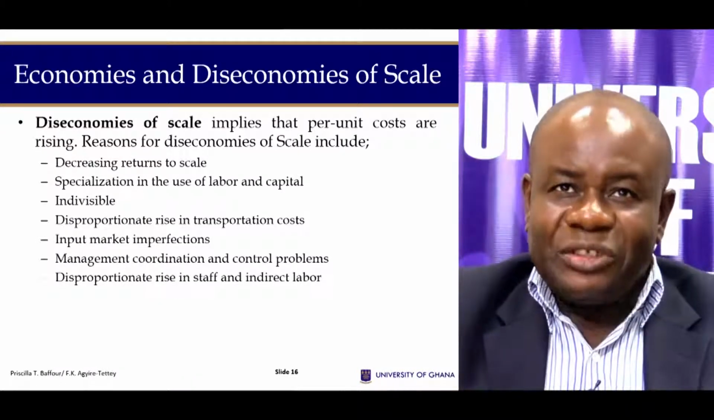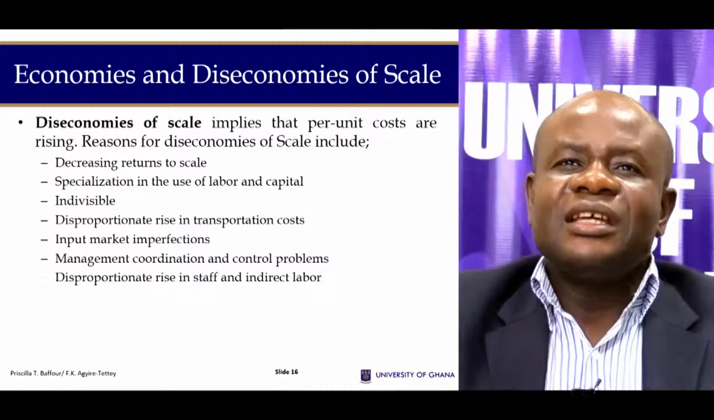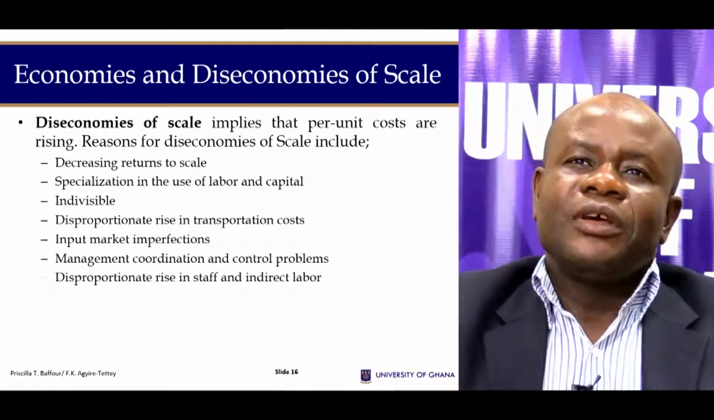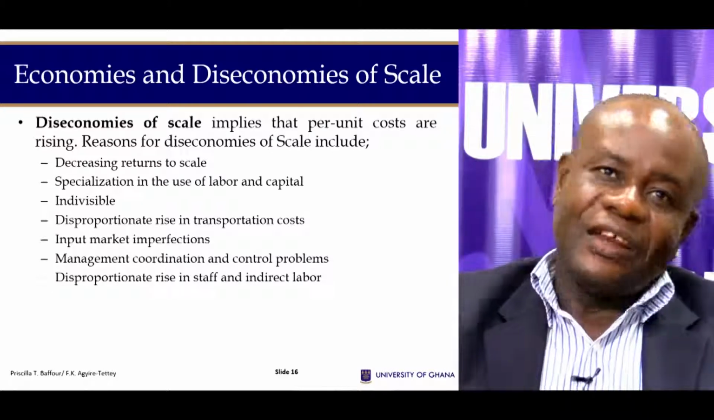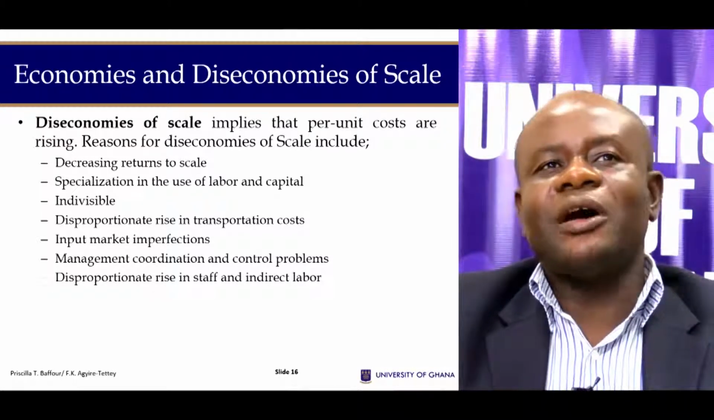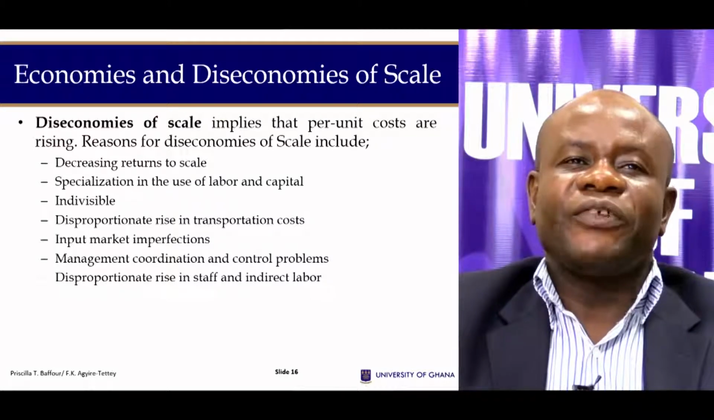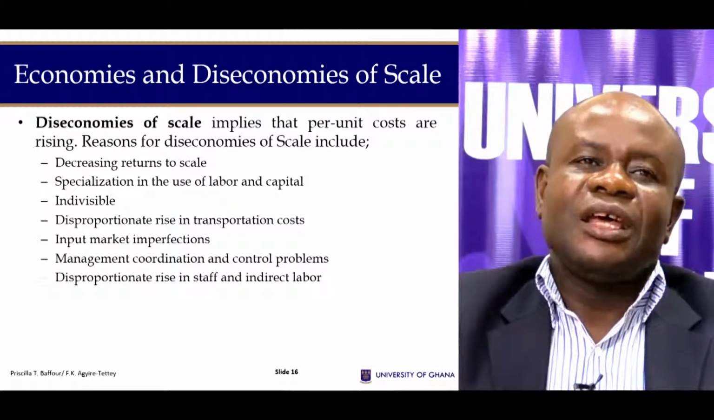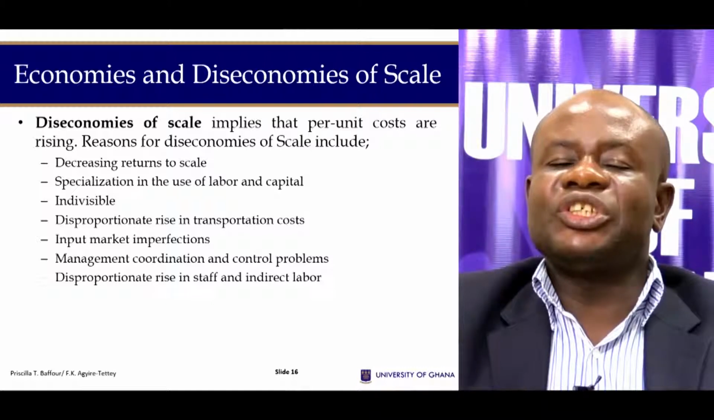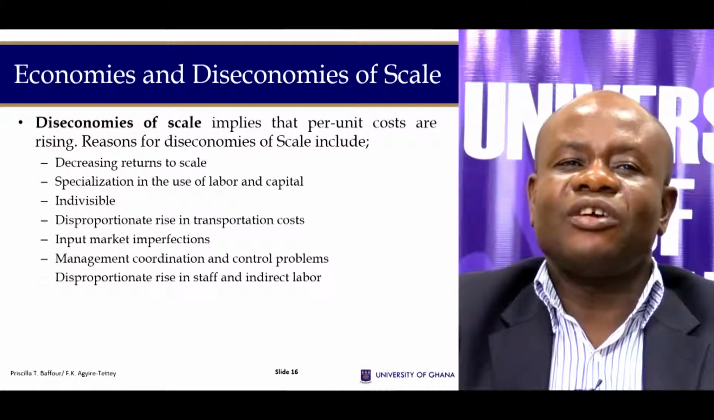Again, there are also diseconomies of scale, which is the rising part of the LAC, and this is where the cost per unit of producing the commodity tends to rise as output increases. And there are some reasons for this, and we can talk about decreasing returns to scale, again, specialization in the use of capital, indivisibility of capital, and so forth. Again, disproportionate rise in transportation costs. Again, we can talk about management coordination. When we have a huge firm, it's very difficult to coordinate managing of the firm, and that can result in a rise in the cost of producing the commodity.